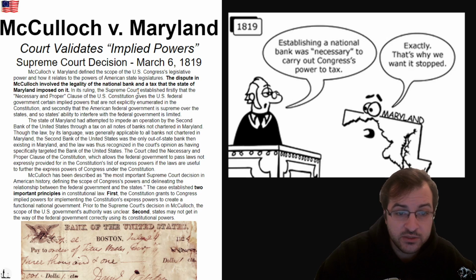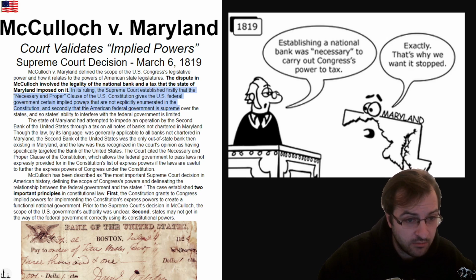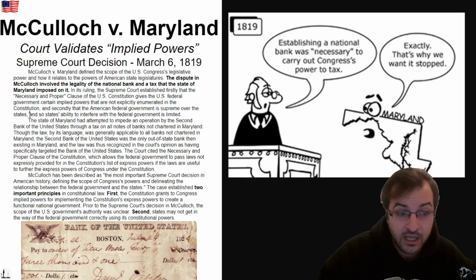In its ruling, the Supreme Court established, firstly, that the necessary and proper clause of the United States Constitution does give the United States federal government certain implied powers that are not explicitly enumerated or written in the U.S. Constitution. And secondly, that the American federal government is absolutely supreme over the states. And so, states' ability to interfere with the federal government is quite limited.